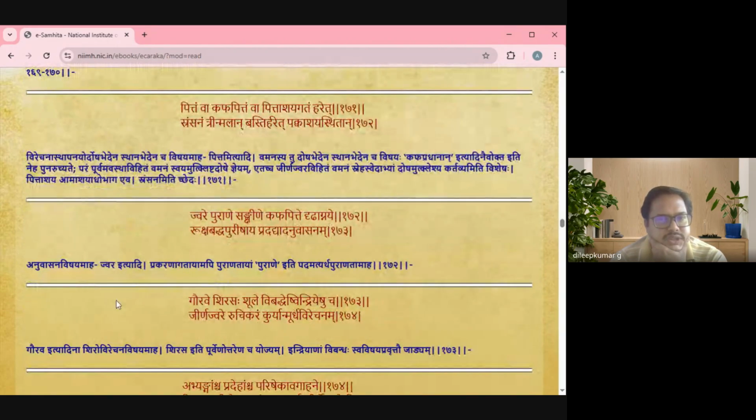Next, when Sramsana should be given: Pittambu, Kapha Pittambu, pittashaya gatam. When the doshas involve the Pittashaya, then go for Sramsana. When the doshas are involving the Pakvashaya, you can go for Basti. So these are the conditions for Vamana, Sarpipana, Kshirapana, Virechana, Sramsana, and Basti. Even though it is mentioned in the context of Jvara, it can be applied to any disease.